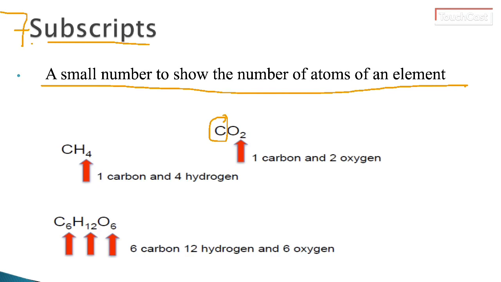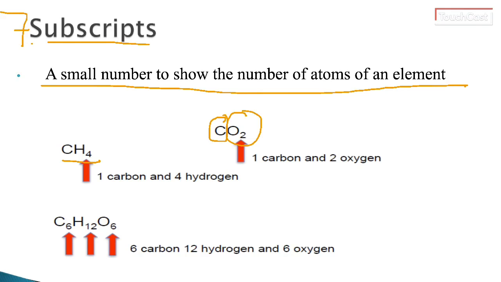So if I look at these examples, remember, there's the capital. Each capital will separate each element. Okay, so I have carbon. I don't see a small number next to it, so I know that's 1. And then oxygen has a small 2 next to it, so I know there's 2. So I have 3 total atoms there, 1 from carbon and 2 from oxygen.